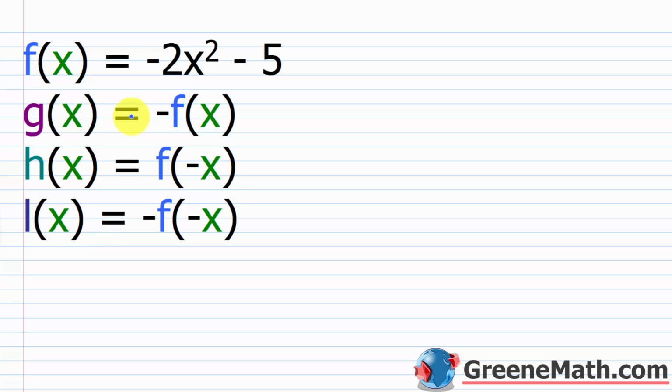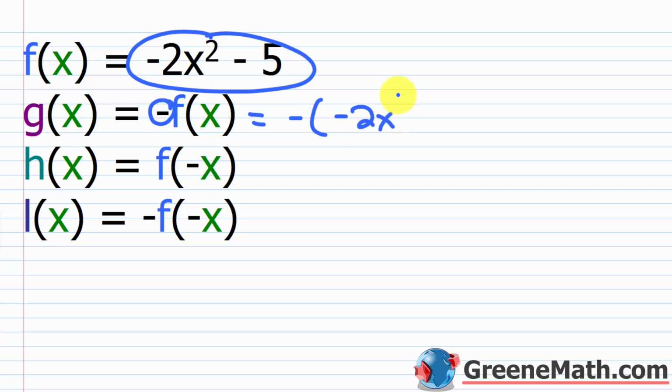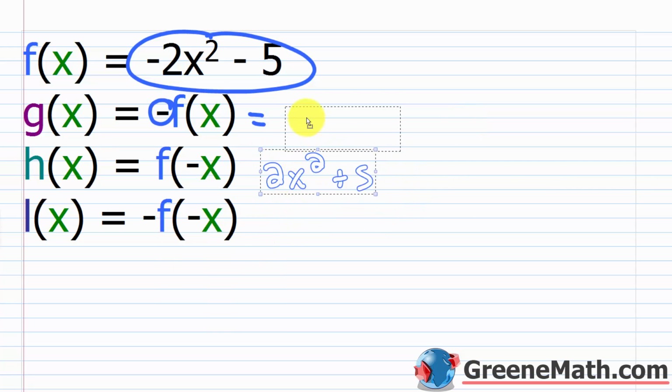So g of x is defined as the negative of f of x. All they want you to do here is multiply a negative by the right side of the function. That's how you find g of x. If I multiply a negative by this right side, I just wrap it in parentheses and perform the operation. I'm going to distribute a negative to each term. I'm going to have 2x squared plus 5. That's all it's going to be. So let me erase this and drag this up.